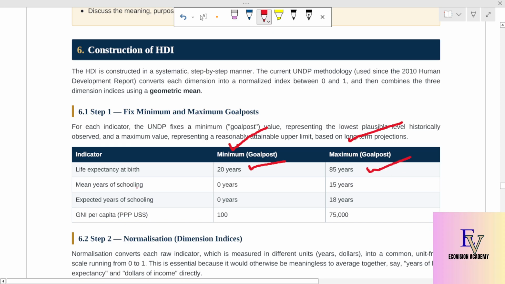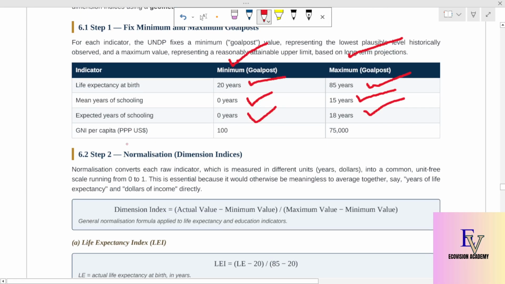Okay, what should be the mean years of schooling? For a person who is aged 25 right now, what is the average years of schooling for him or her? The minimum is 0 years and the maximum is 15 years. And then expected years of schooling, the minimum may be 0 years and the maximum is 18 years. And GNI per capita, if I consider the purchasing power parity US dollar, is $100 at minimum and it may be $75,000 at maximum.